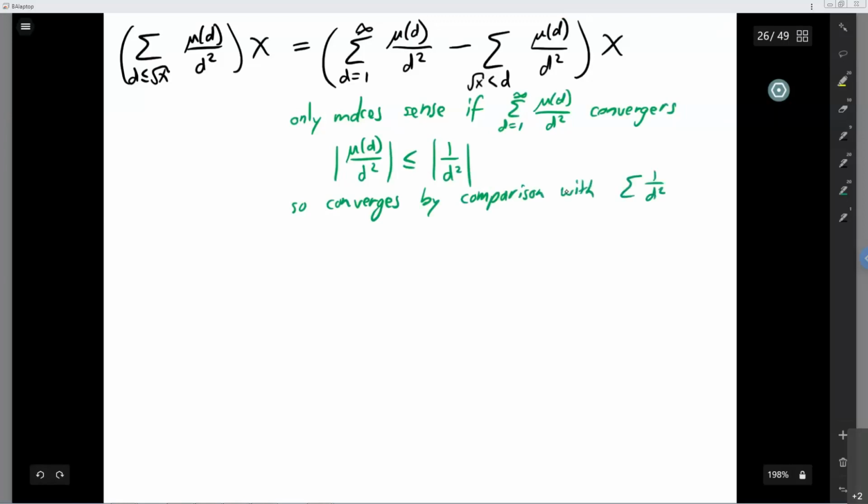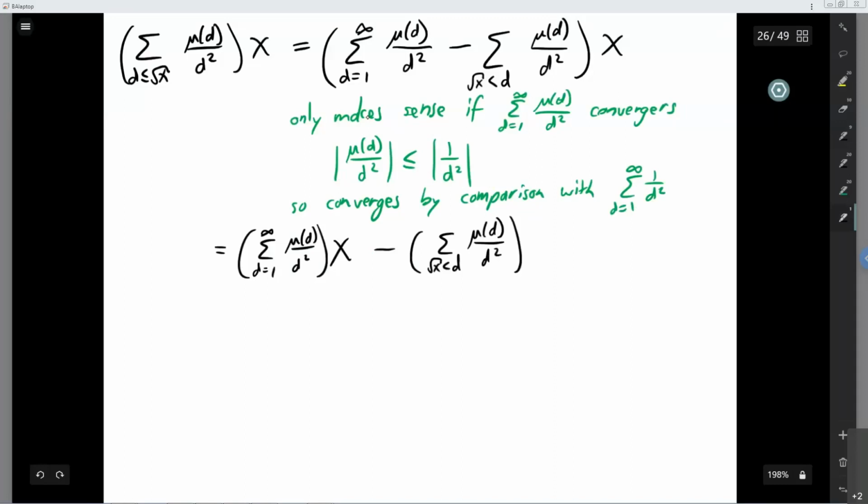With this sum, the P series with p equals 2, we know we can write it like this. So what we have is this convergent series times x, which is the main term that we were looking for, minus this series for large D, the tail series, times x.